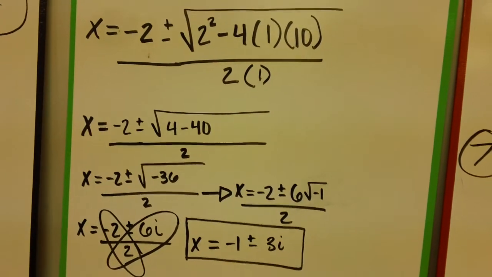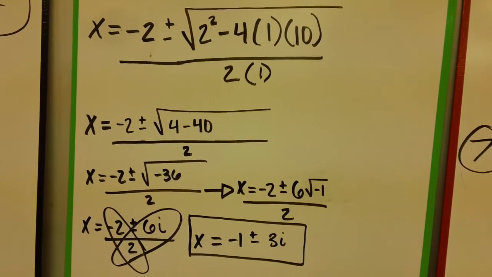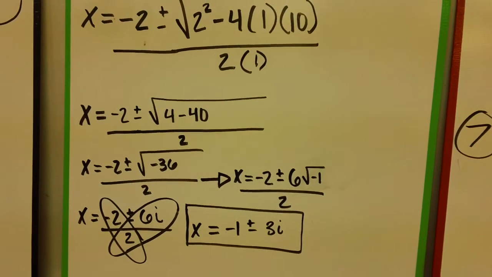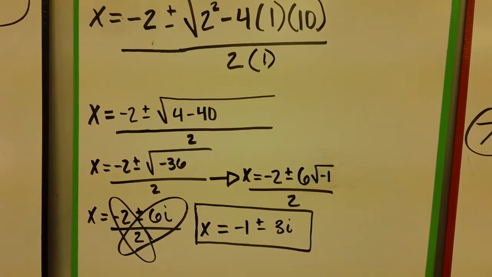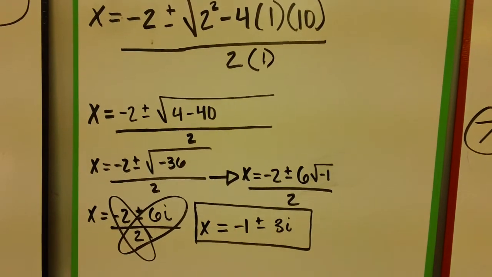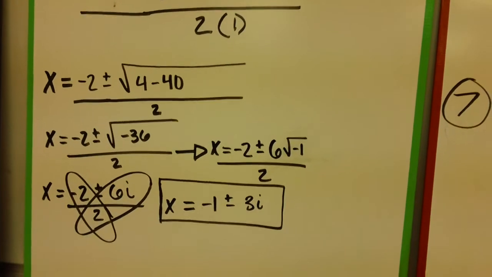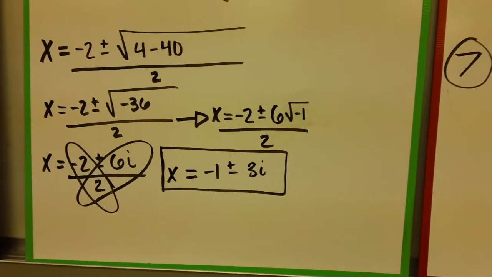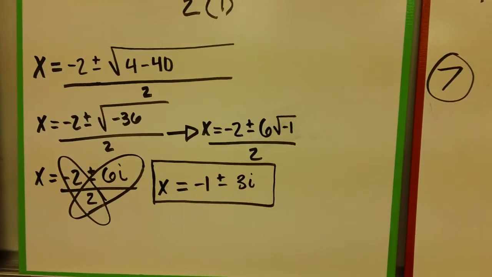So we ended up getting x equals negative 2 plus or minus square root 4 minus 40 all over 2. That reduces to negative 2 plus or minus square root of negative 36 over 2. And you can break that down into negative 2 plus or minus 6 times the square root of negative 1 over 2. And then you can break down the square root of negative 1 into i to get negative 2 plus or minus 6i over 2. And finally you divide both parts of the binomial on the top by 2, so you get x equals negative 1 plus or minus 3i.